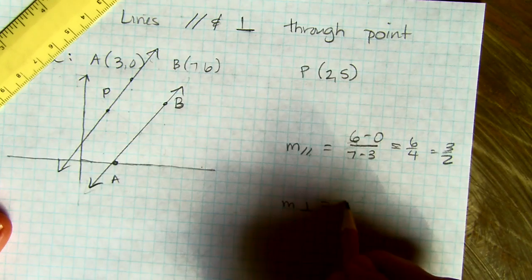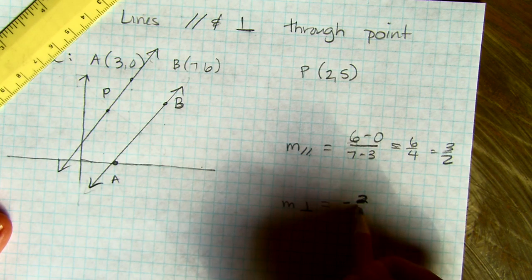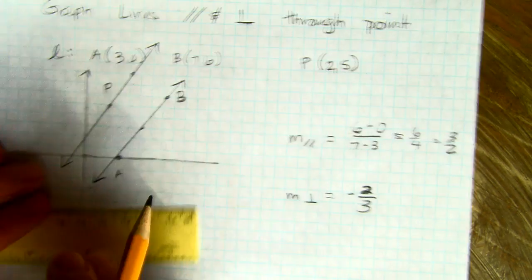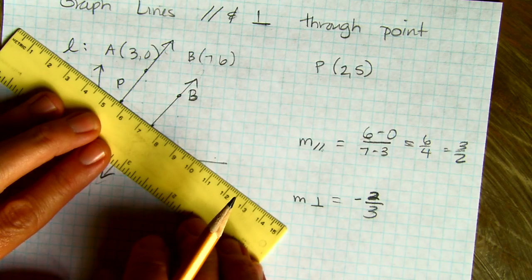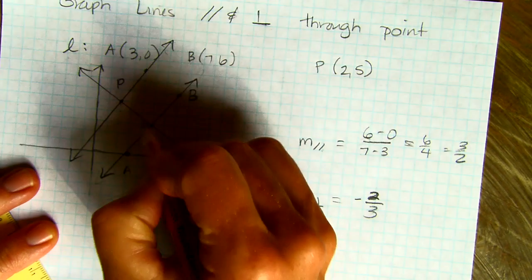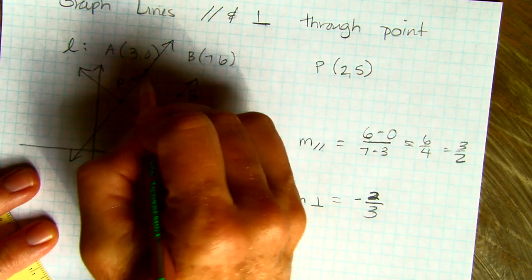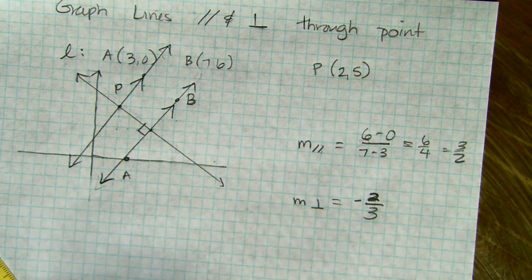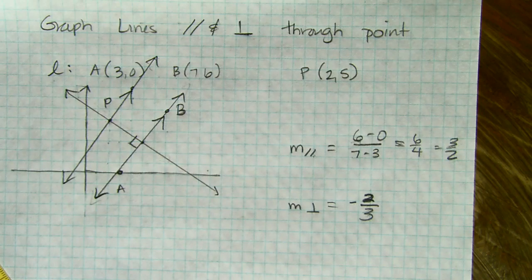Now the perpendicular will have a slope of -2/3, so down 2 over 3. There's my perpendicular line. So these lines are perpendicular, these lines are parallel. That should take care of section 3.4.